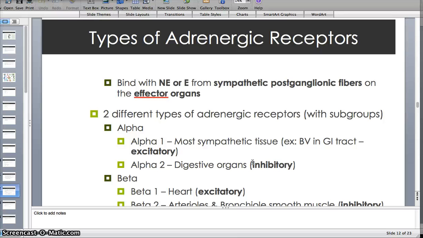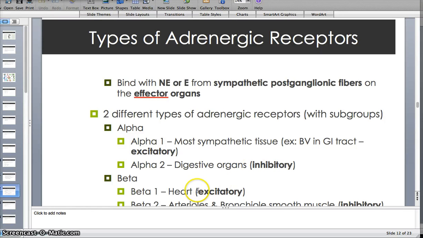Why? Well, because that blood is going to be moving off to our skeletal muscles and out of our digestive system. So once that adrenaline, that norepinephrine is released, basically that blood is going to go to the areas where it's most active.